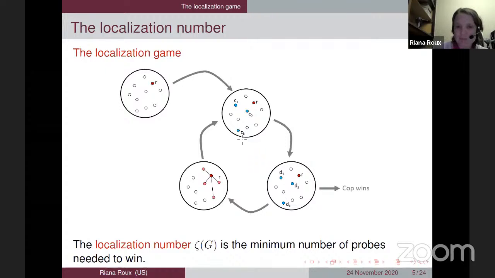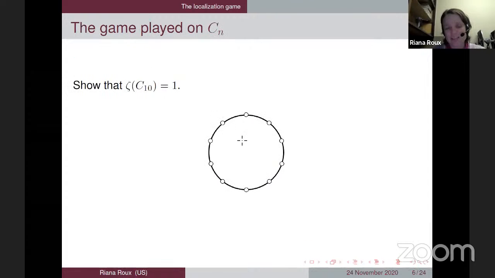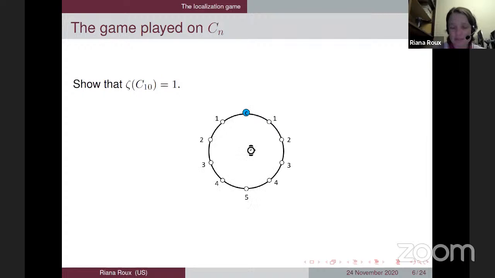To illustrate this game further, we are going to consider the same graph as with cop number to show that the localization number of a cycle is just 1. We don't need 2 cops to locate a robber. So let's consider probing one vertex on this graph. The cop asks this vertex here at the top, what is the distance to the robber? Now we don't know where the robber is, so we have to look at all possible scenarios. So let's see what the distances are from this vertex.